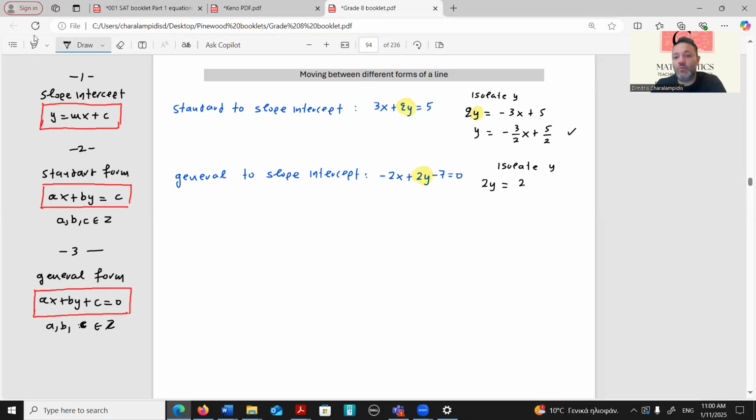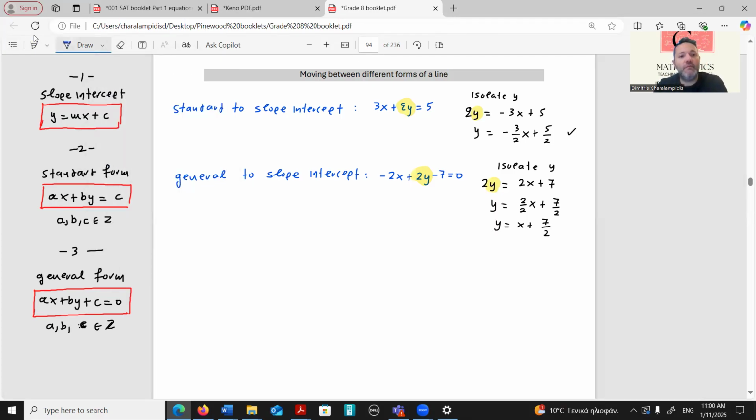2y is 2x plus 7. Then, in order to isolate y itself, I should divide both sides by 2, which will lead to y equals 2 over 2 x plus 7 over 2, which is the same as x plus 7 over 2.